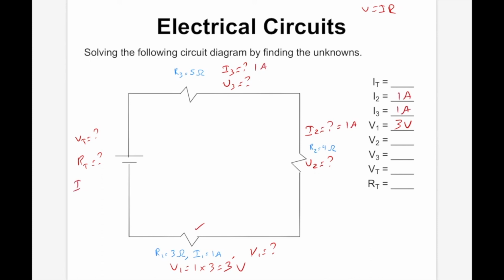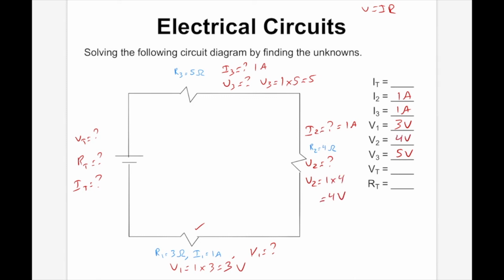We also need to find I total. Okay, now we can figure out V3 because we have two of the unknowns. V3 is going to equal I3 times R3, so 1 times 5, which is 5. So V3 is 5 volts. And then lastly, we can figure out V2. V2 is going to be equal to R2 times I2, so 1 times 4, which is equal to 4 volts. So V2 is equal to 4 volts.